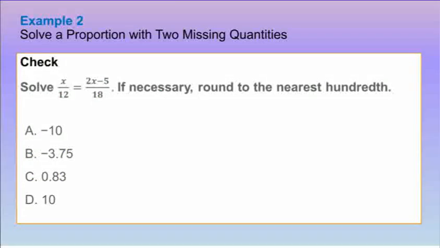Next one, solve this one. Here is a multiple choice problem on this one. Here I'm just going to cross multiply, so I have 18x equaling, the other direction, 12 times 2x minus 5.